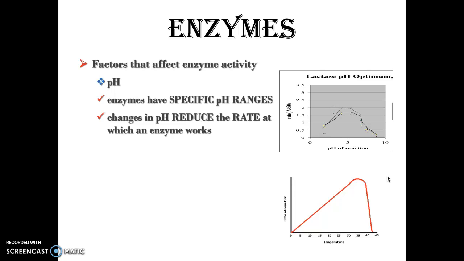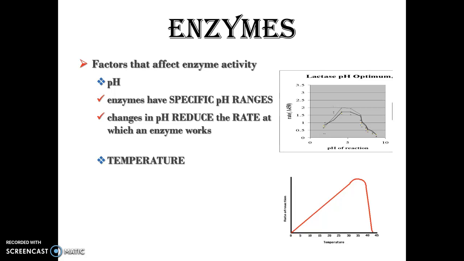So enzymes function at a very specific pH, and that pH is determined by the type of enzyme. There are enzymes that work on carbohydrates, enzymes that work specifically on proteins, and enzymes that work specifically on lipids when we go into breaking down food.